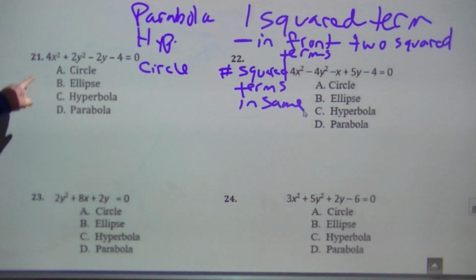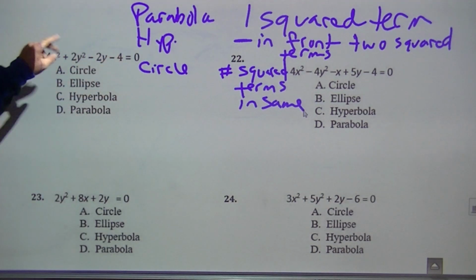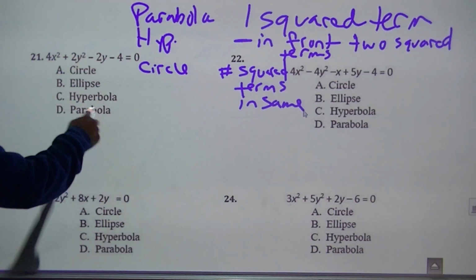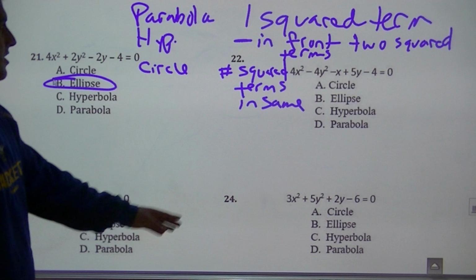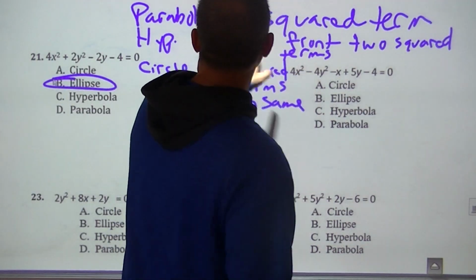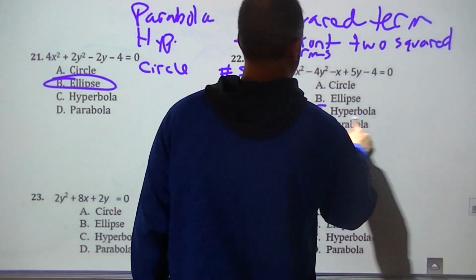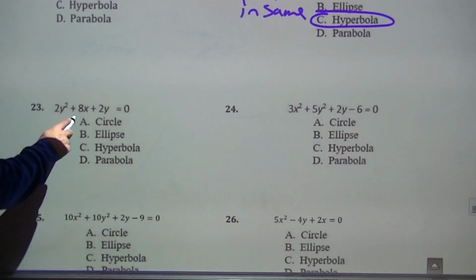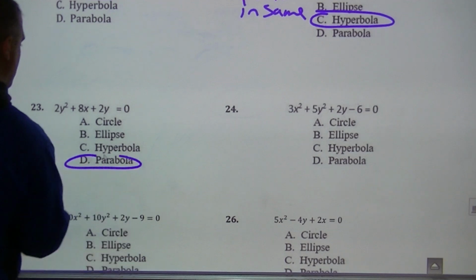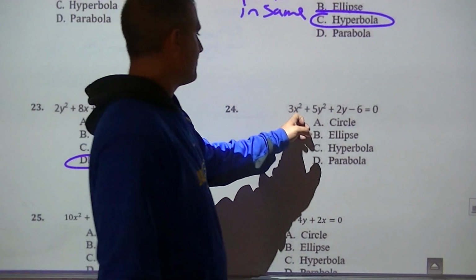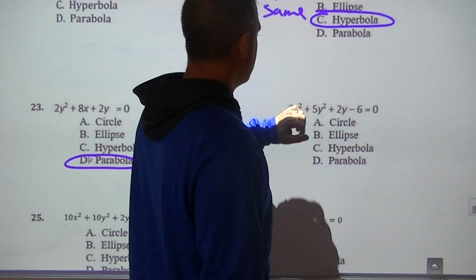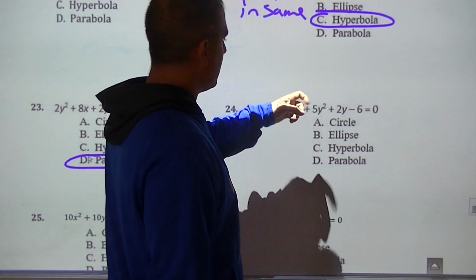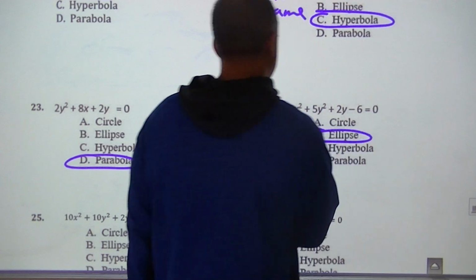So I look at this one. It's got two square terms, so it's not a parabola. It doesn't have a minus, so it's got to be the last one, which is ellipse. This one over here, we got a minus between them, which makes that a hyperbola. This one, because it only has one square term, that's going to be a parabola. This one, it's not a hyperbola because that's plus. These aren't the same. This is an ellipse.